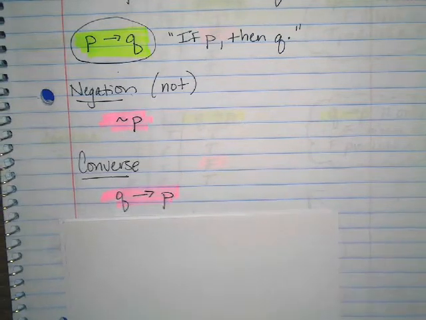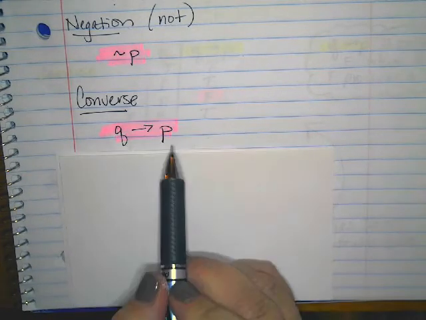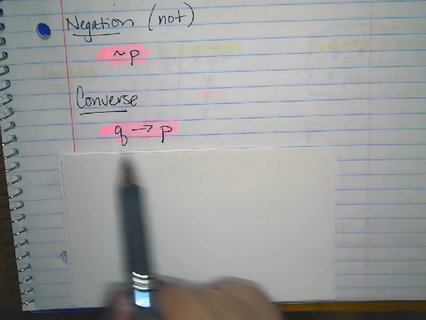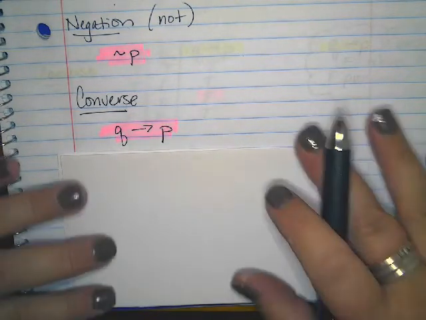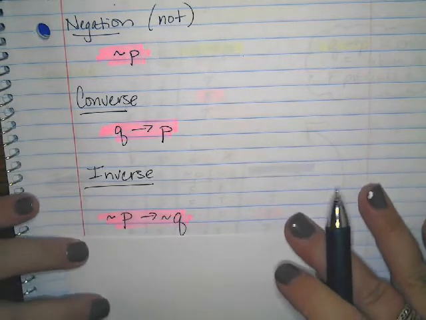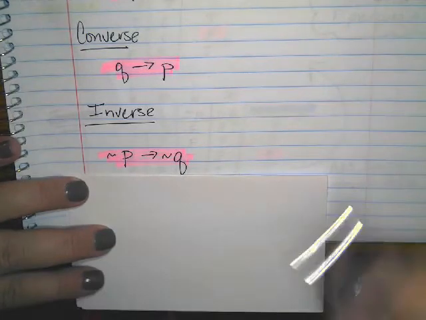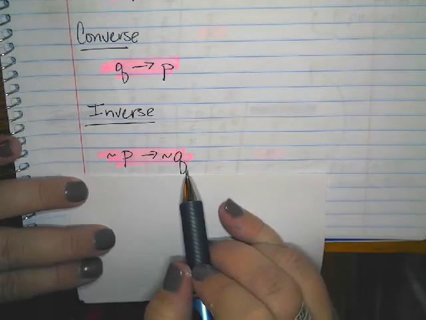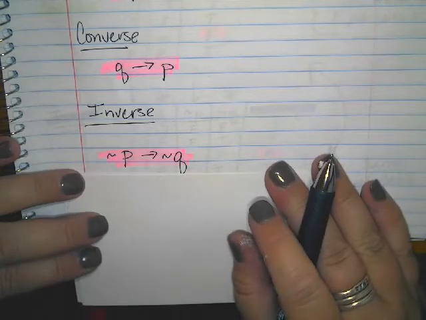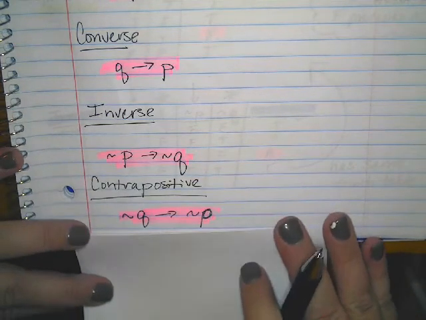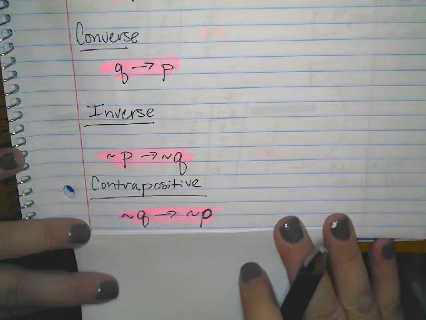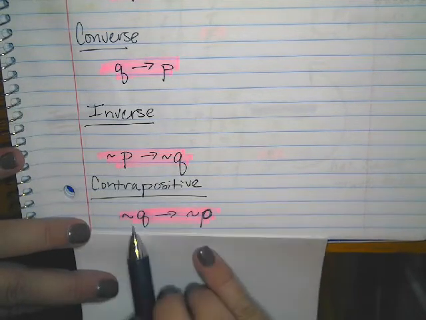Next is the converse. The converse happens when I take the hypothesis and the conclusion and switch places. So now the Q comes first and the P comes second. Then in the inverse, I'm going to take the opposite of P, then the opposite of Q: not P and not Q. And the last one is the contrapositive, which is flipping what we just did in the inverse: the not Q and the not P.